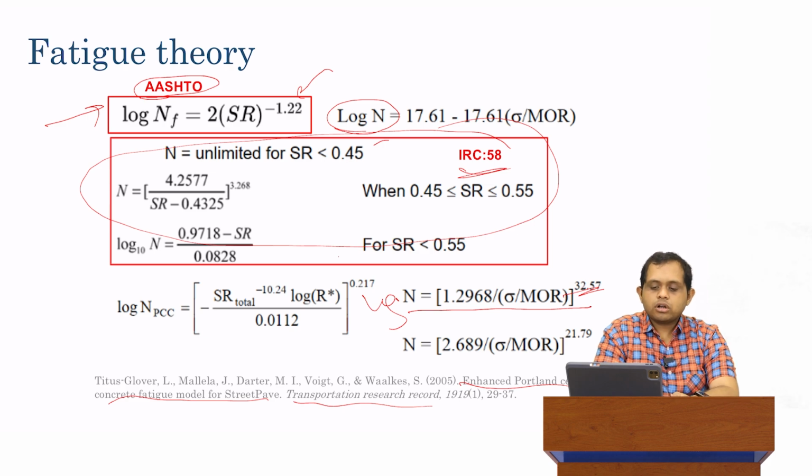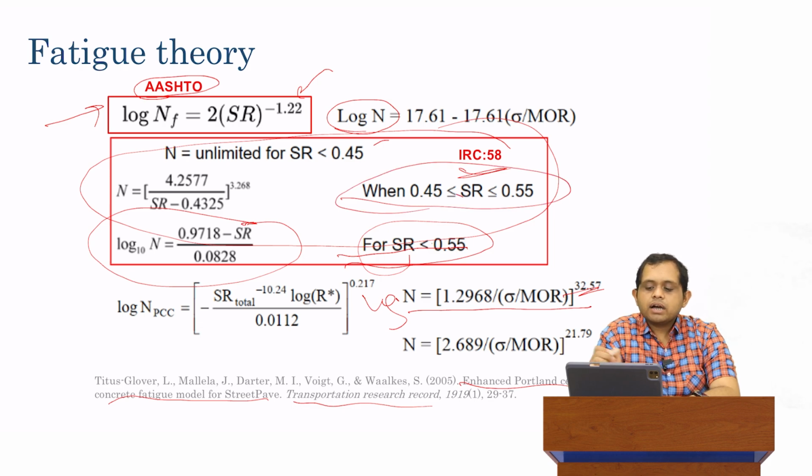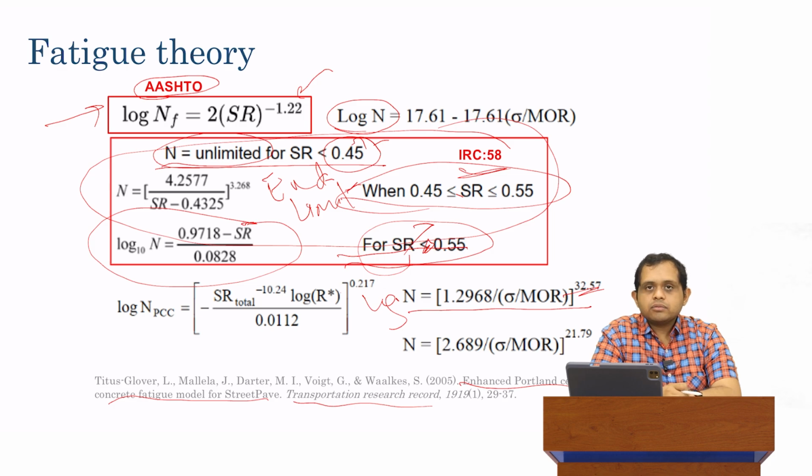This is actually the PCA model. Here you will notice that if the stress ratio is less than 0.55, they provide one particular relationship. If it's between 0.45 and 0.55, they provide another relationship. This should actually be greater than 0.55. And furthermore, if the stress ratio is less than 0.45, then they say the number of repetitions to failure is unlimited. So this 0.45 in the Indian model is actually the endurance limit. The AASHTO model does not actually have an endurance limit. The model which is used in the Indian code does have an endurance limit.